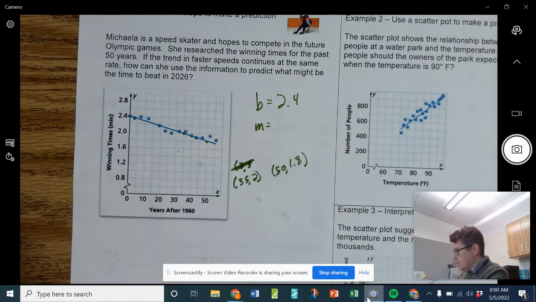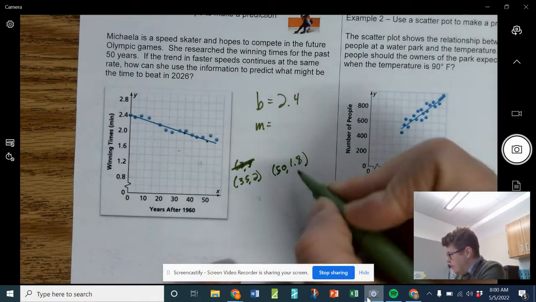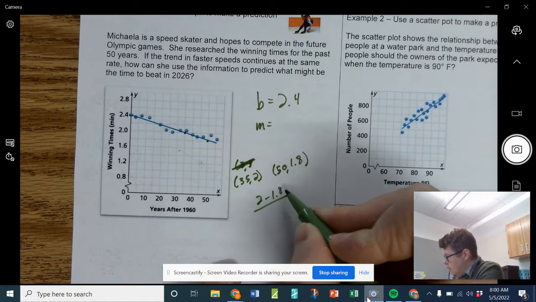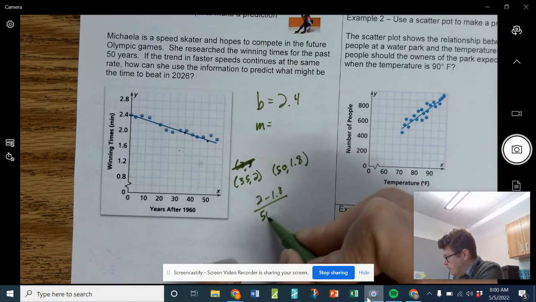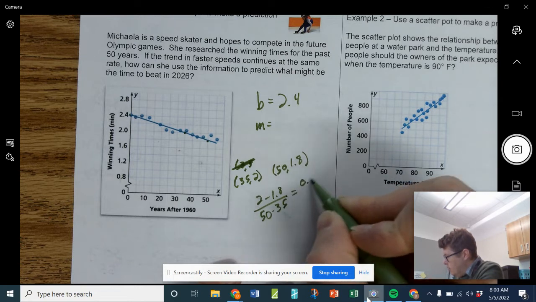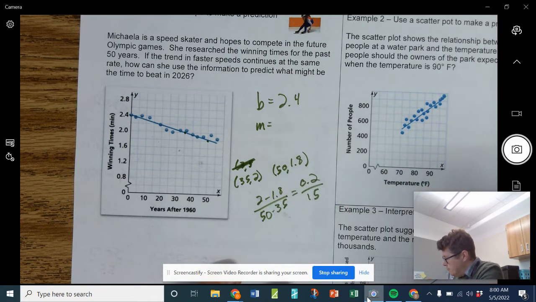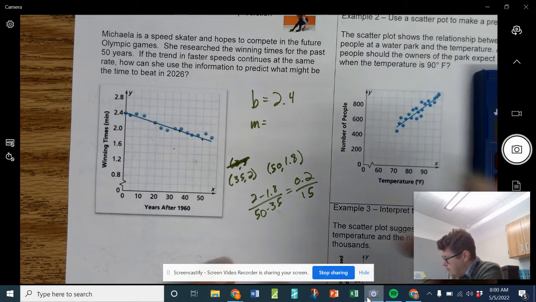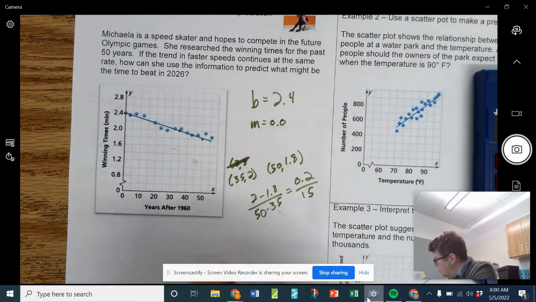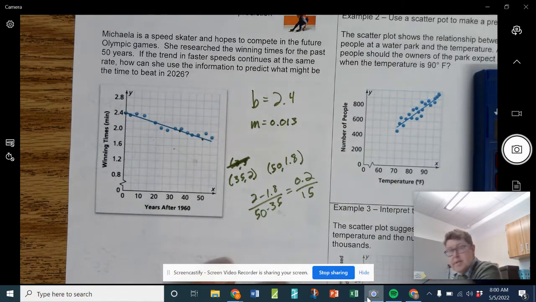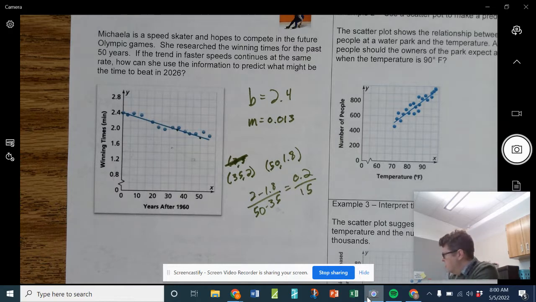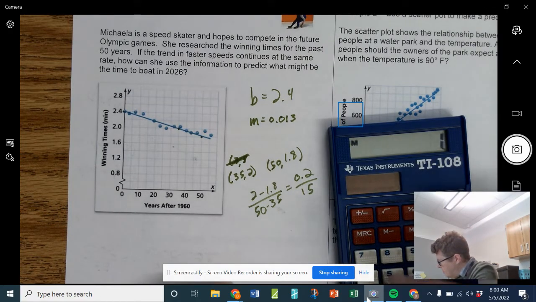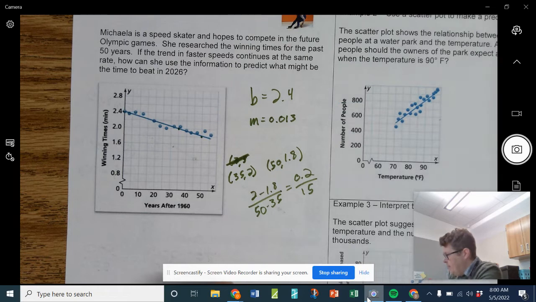Okay, so then it's going to be the y value over the x value, right? So 2 minus 1.8 over 50 minus 35. Okay, that gives us 0.2 over 15. So let's see, 0.2 divided by 15 gets us to 0.01 as our slope. Let's give it 3 decimals, right? Okay, let's do that again. Sorry, 0.2 divided by 15 gets us to 0.013. Yep, perfect. Okay, so that's our slope.